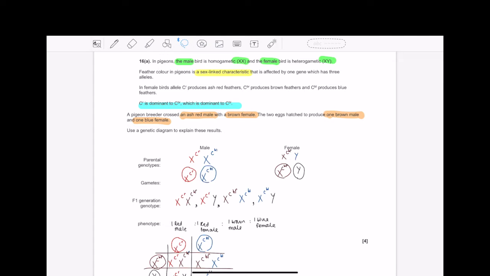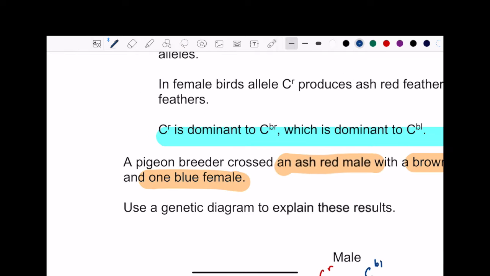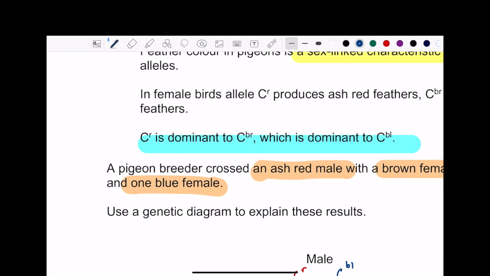Cool. So, next it says the sex-linked characteristic, that's fine. And then it tells you what the colour feathers are by representing it as C to the power of the shortened version of the colour. What's really important to notice is that it says CR is dominant to CBR, which is dominant to CBL. That means the order of priority is that this is the most and this is the least important.